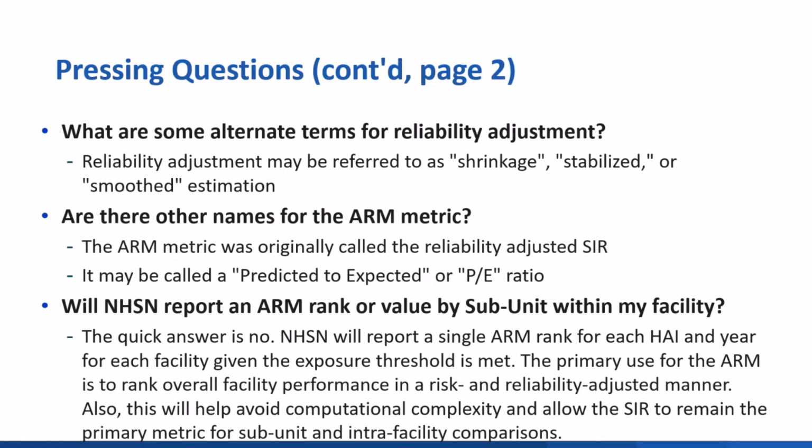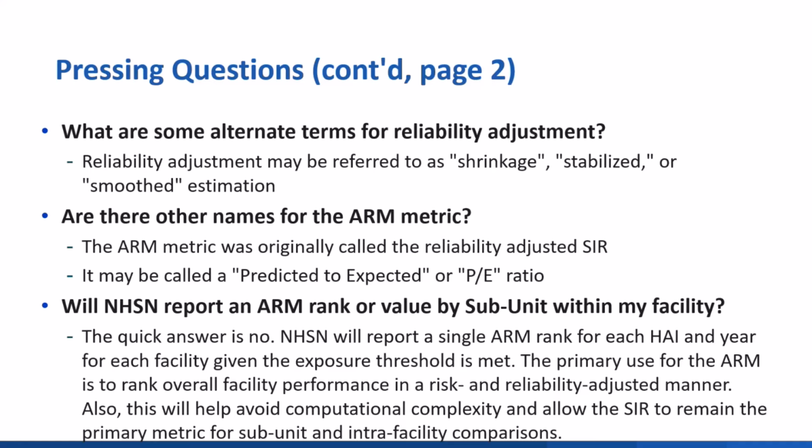And then lastly, will NHSN report our ARM rank or value by subunit within the facility? And again, this is one of the nice things about the standard infection ratio, is you could go to subunits within a facility and get a SIR by subunit.